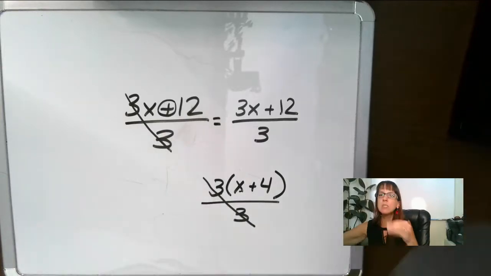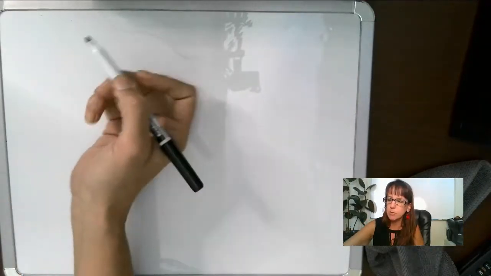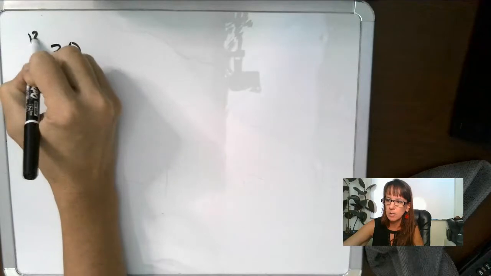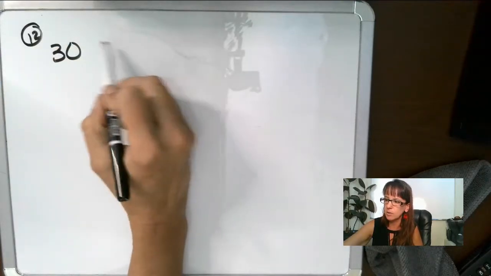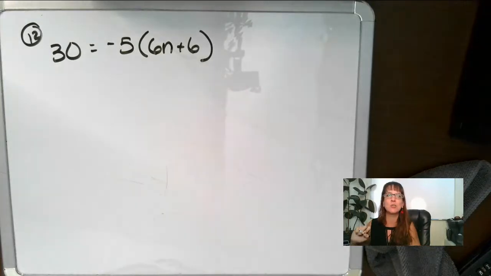Okay, so anyway, when solving equations, if you do something, you've got to do it to all the chunks, okay? So don't do that. Now, for number 12, this is 12: 30 equals negative 5 times the quantity 6n plus 6. Since the instructions say to distribute, go ahead and pause this, use that distribution method and see if you can solve it.